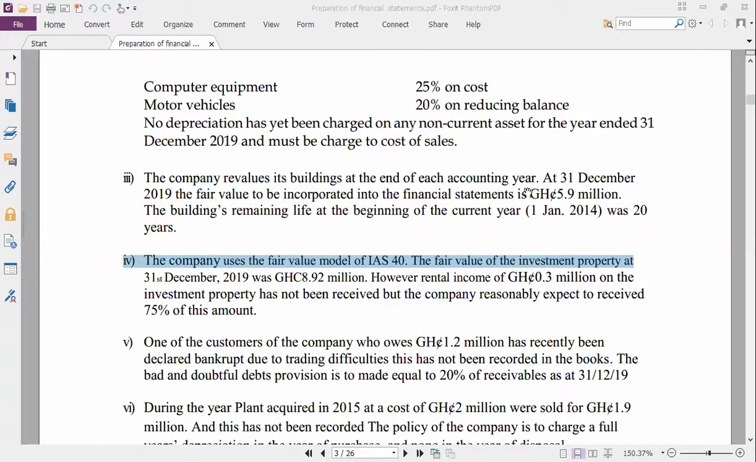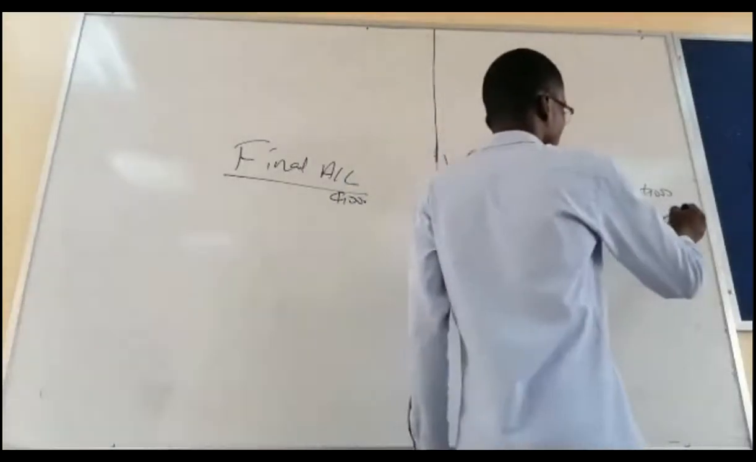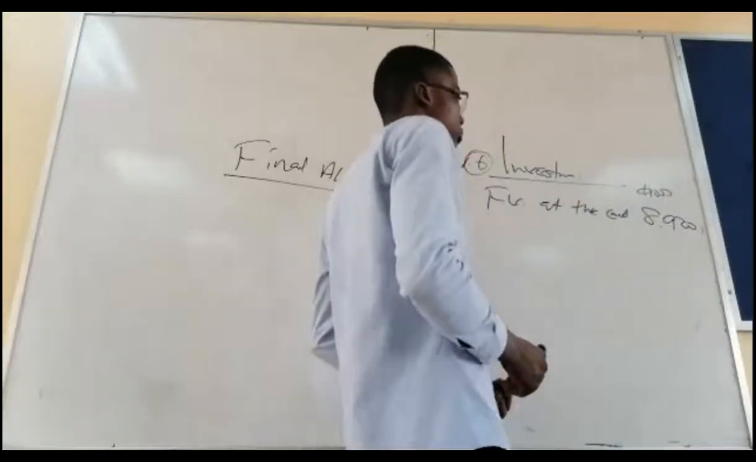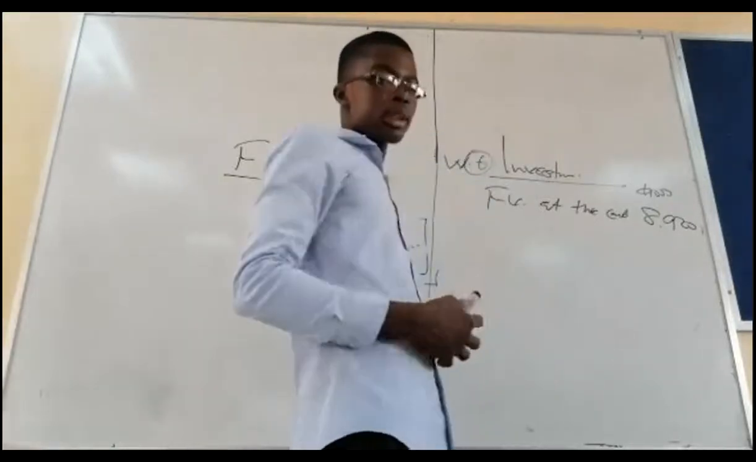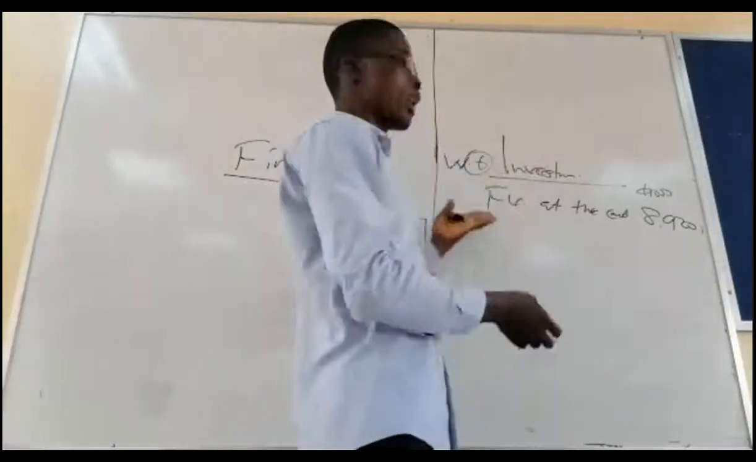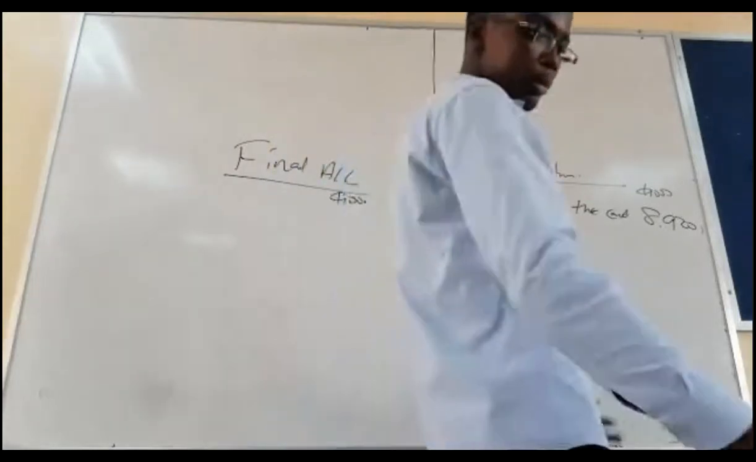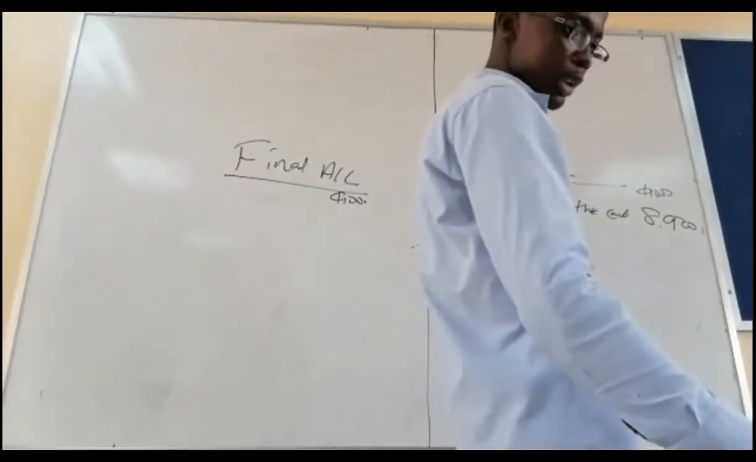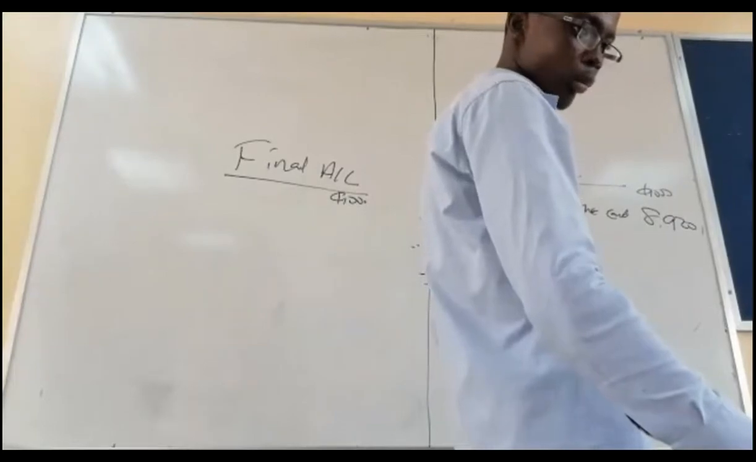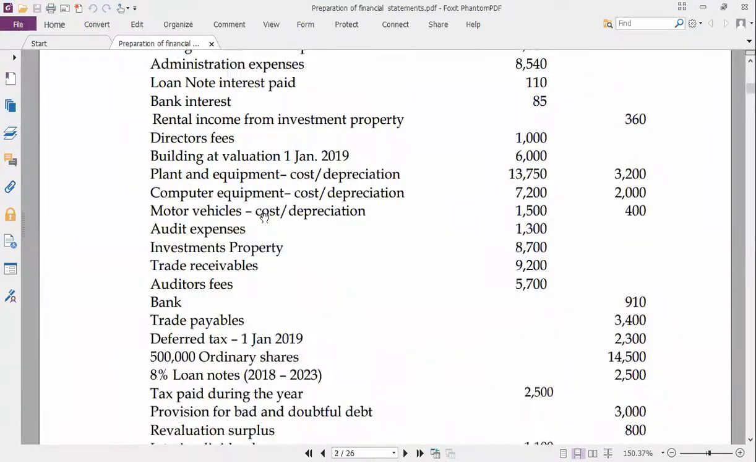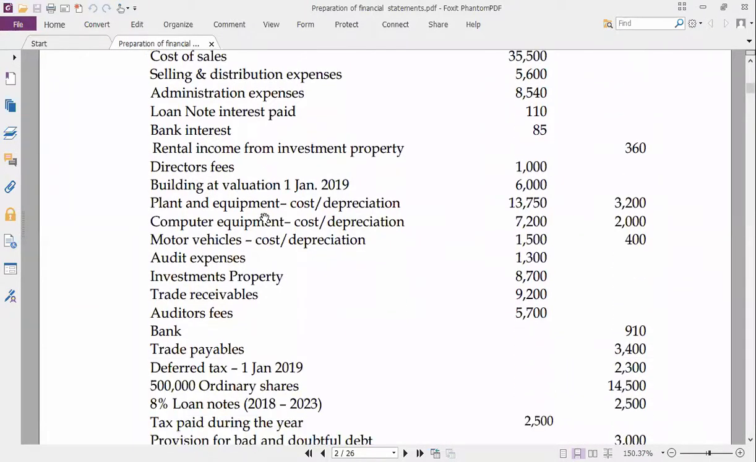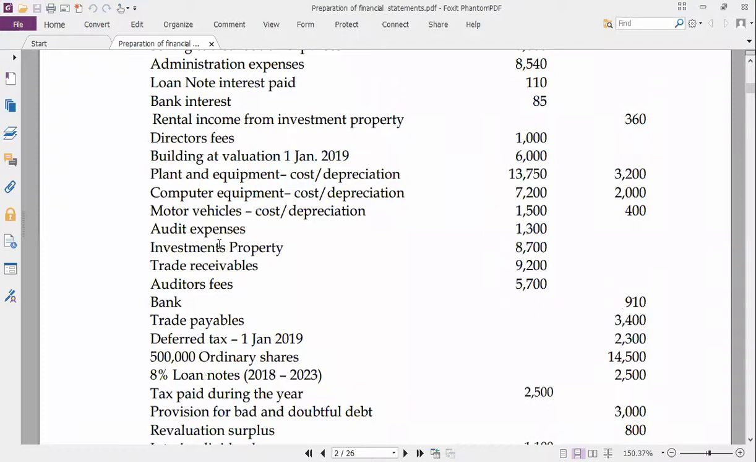8.92, so 8,920. Good. And I try to see if I can get a counterpart. Anywhere at all I see investment property again, I'll go and bring it. So I'll check again in that trial balance if I see investment property. Because once they say investment property, I'll check anywhere. If I check the trial balance, I can see investment property also here, 8,700. Perfect.